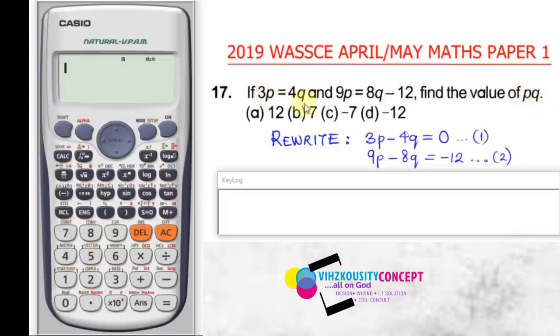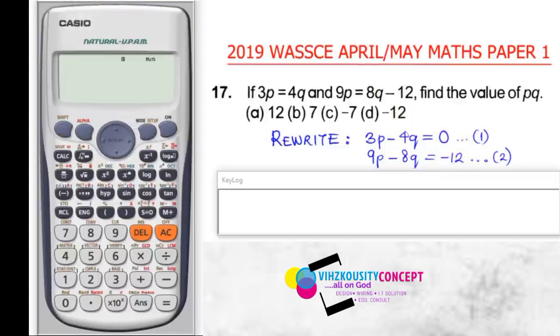And looking at these two expressions that we are given critically, you can see that they constitute a set of simultaneous equations if you rewrite the equation. So that's why I wrote the equation here to have equation 1 as 3p minus 4q is equal to 0, and then equation 2 as 9p minus 8q, when 8q moves to the left hand side, is equal to minus 12. So these are the set of simultaneous equations that we need to solve with the scientific calculator.